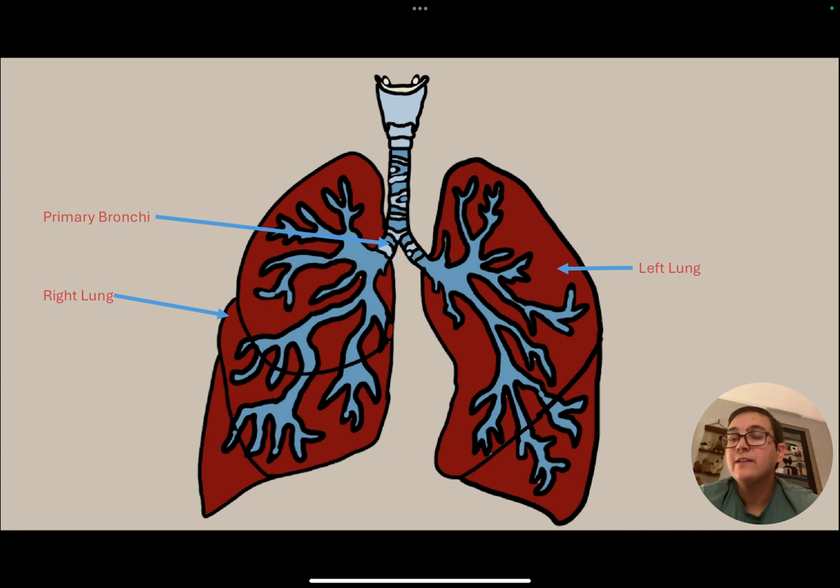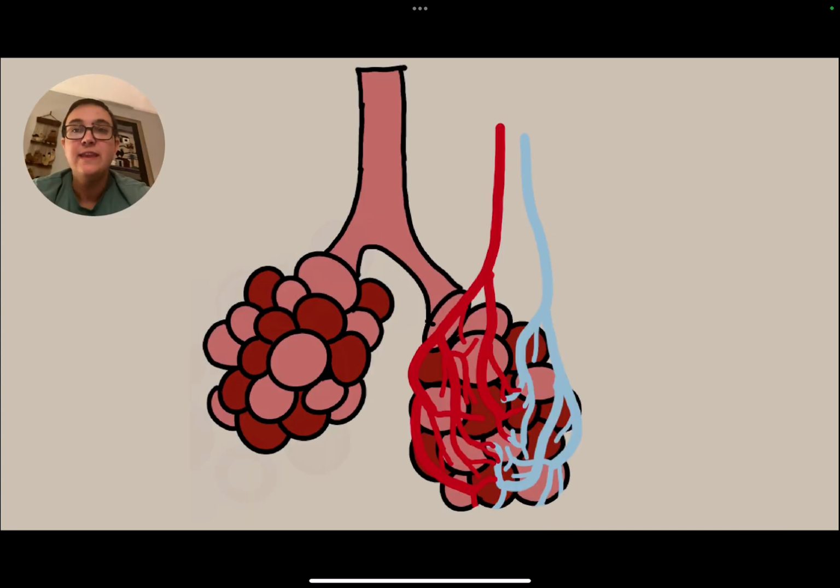The left lung also has a cardiac notch to give it room for the heart there. Then these bronchi continue to branch into secondary bronchi, and they get smaller and smaller branches, and then we get down to the smallest branch of the bronchi, which are the terminal bronchioles. So this is the structure where gas exchange is facilitated.